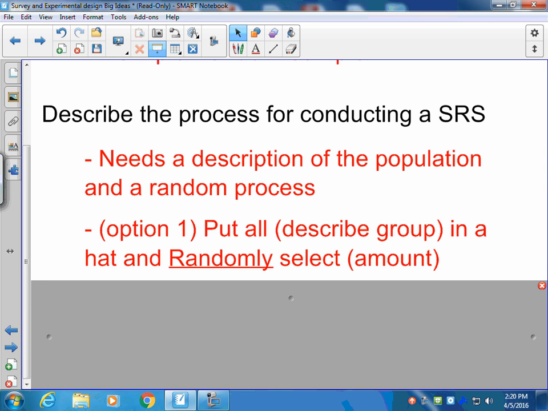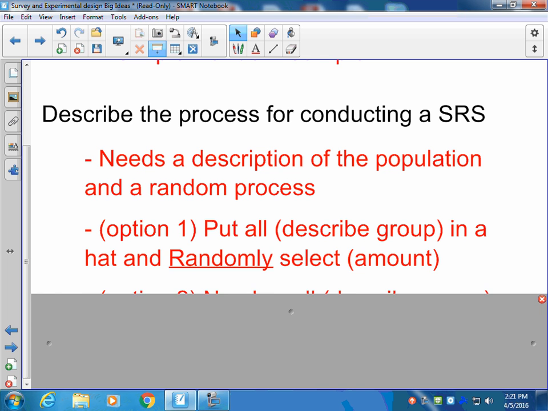Option 1 is pulling names out of a hat. You list all of the individuals on separate sheets of paper, put them in a hat, and draw the names randomly out of the hat. So you do have to talk about the random selection. It does have to be a part of your answer. And it's also important to describe your group: what is the population that you're selecting that sample from?